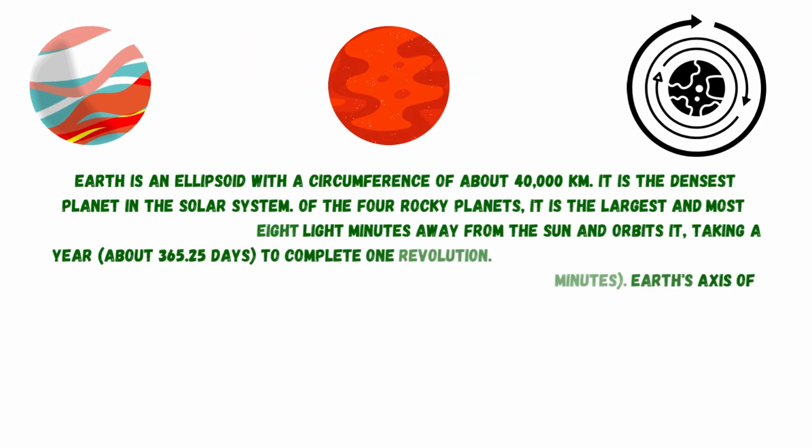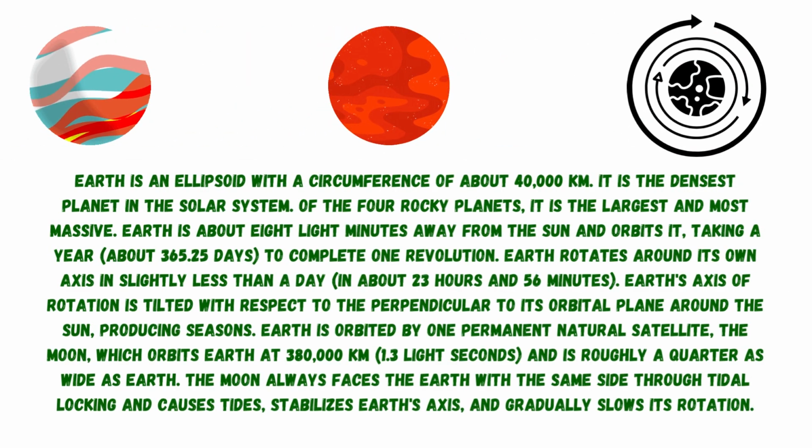Earth is an ellipsoid with a circumference of about 40,000 kilometers. It is the densest planet in the solar system. Of the 4 rocky planets, it is the largest and most massive.